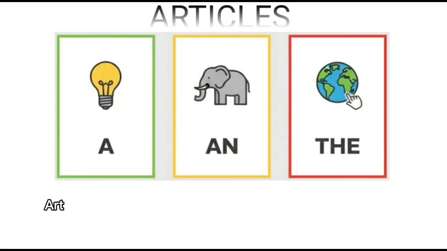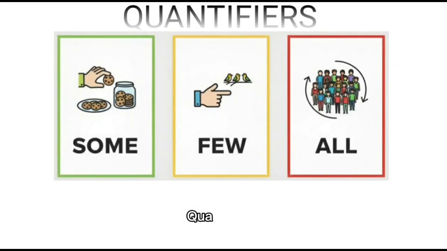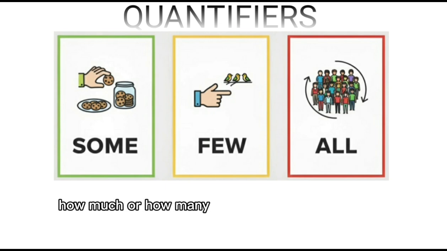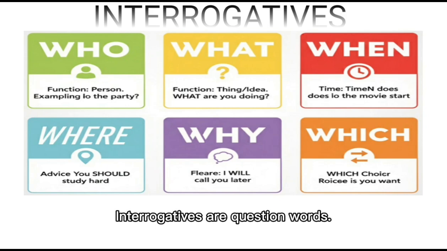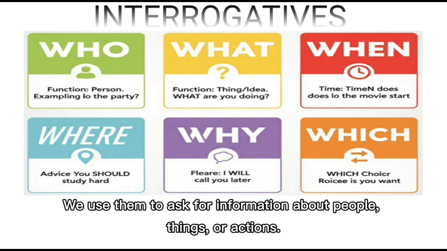Articles. Articles are small words that help us talk about nouns in a specific or general way. Quantifiers. Quantifiers tell us about quantity. How much or how many, even when we don't use numbers. Interrogatives. Interrogatives are question words. We use them to ask for information about people, things, or actions.